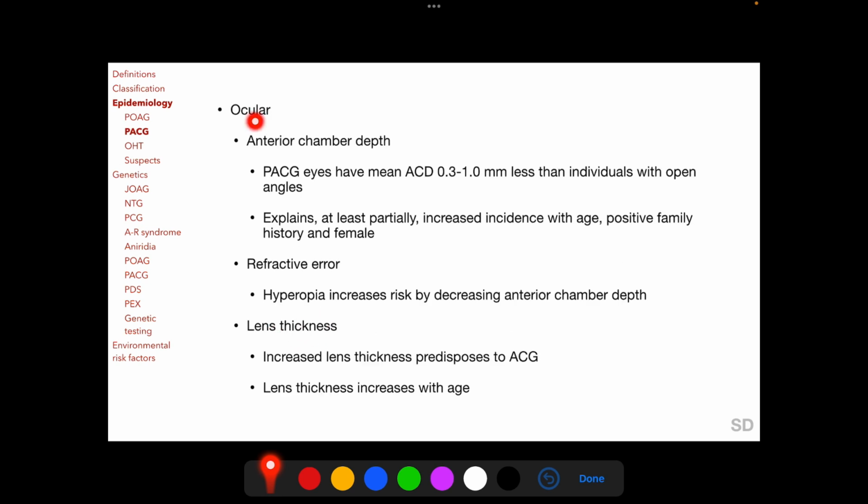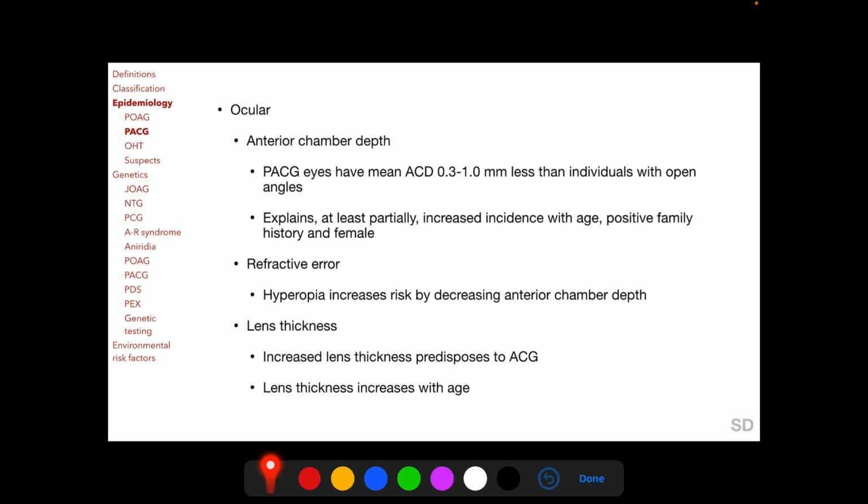The ocular risk factors for primary angle closure glaucoma include anterior chamber depth, refractive error, lens thickness, and corneal curvature. Primary angle closure eyes have a mean anterior chamber depth less than individuals with open angles, and anterior chamber depth itself explains at least partially the increased incidence of primary angle closure glaucoma with age, positive family history, and female sex.